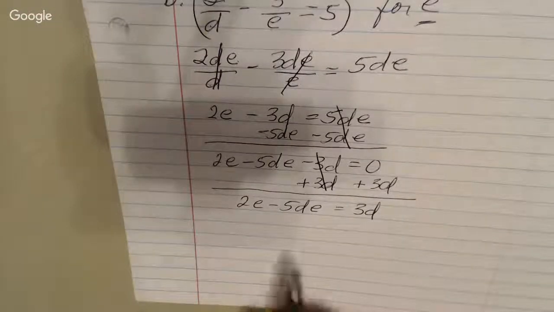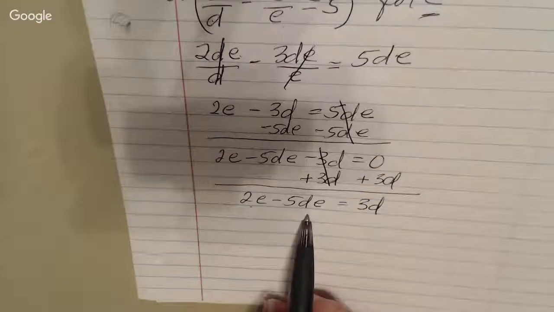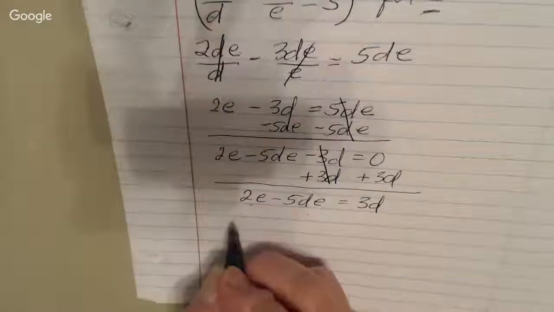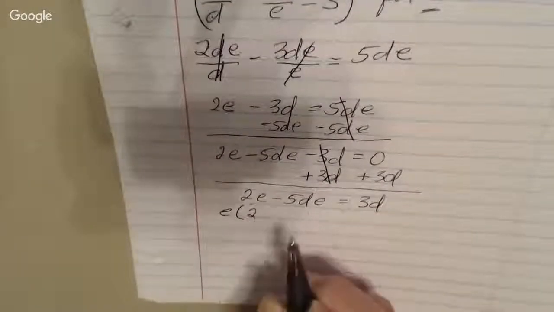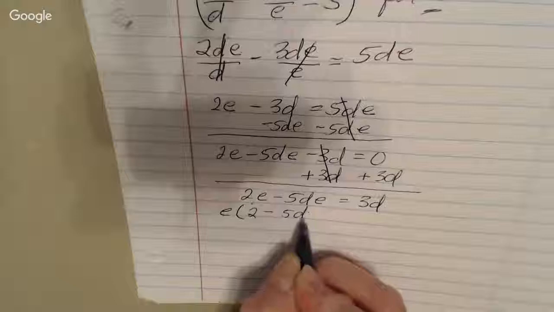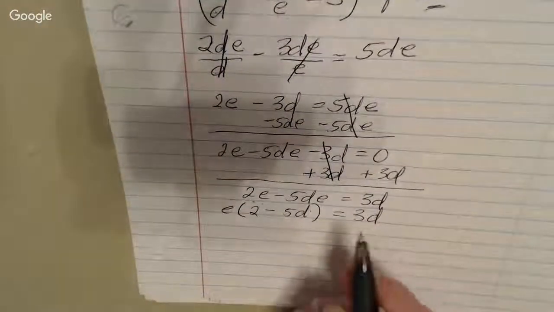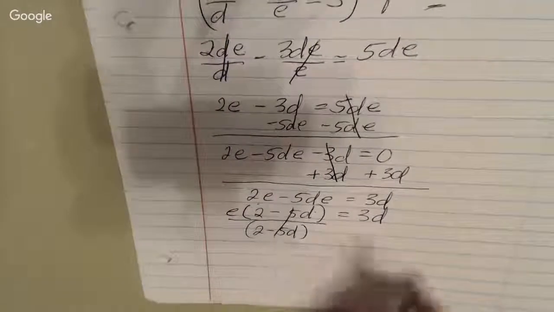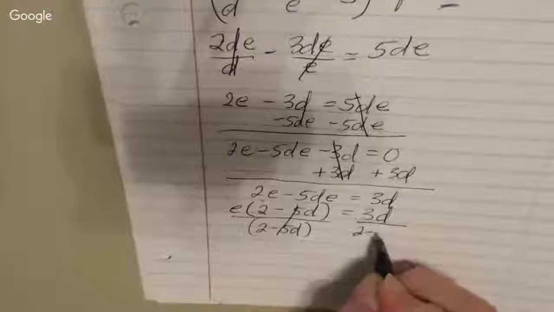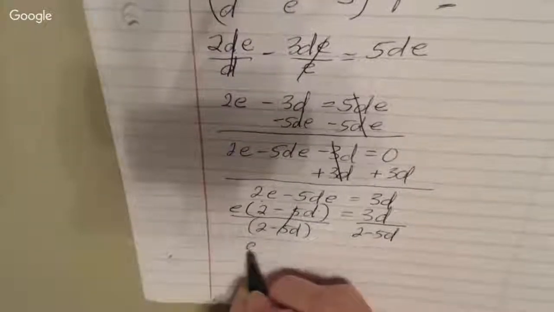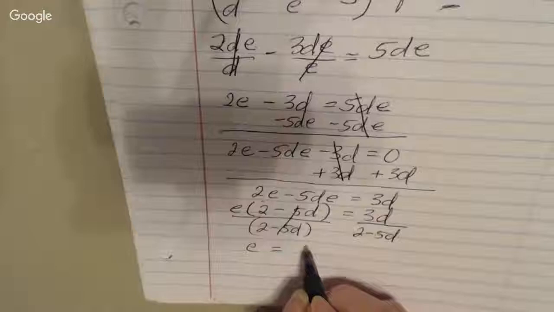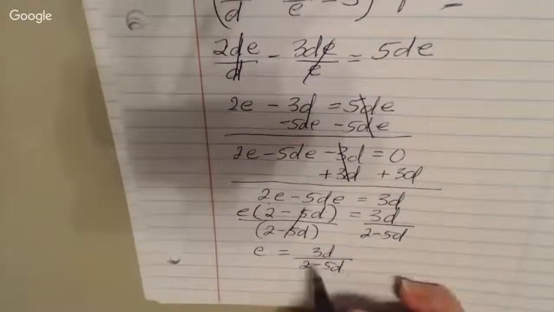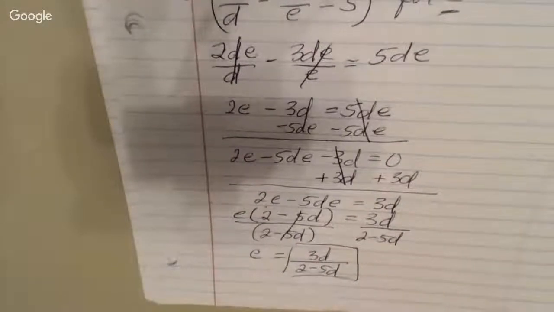Okay, now, again, the procedure when you have something like this is to factor out that e. So now I've got e times 2 minus 5d equals 3d, and I'm going to divide away the 2 minus 5d and divide it over here. So e equals 3d over 2 minus 5d. And that's your answer for 1b.